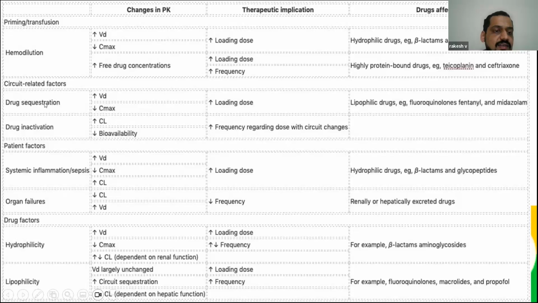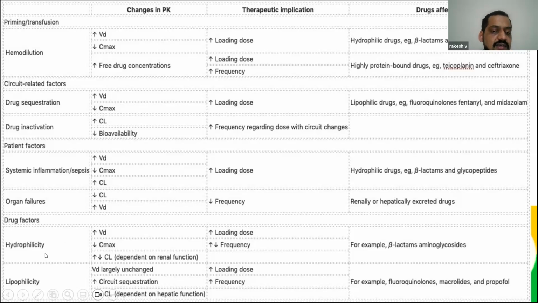Circuit-related factors, as I said: drug sequestration happens, drug inactivation happens, with increased volume of distribution. So you need to increase the loading dose again here and then increase the frequency of dosage. When it comes to patient factors, especially if the patient is in sepsis, there will again be increased volume of distribution and increased clearance. So here also you should increase the loading dose, especially with your beta-lactam antibiotics and glycopeptides. When it comes to organ failure, it is drug specific. A drug that is especially eliminated through a particular organ should be decreased. That's the take-home message from organ failures.